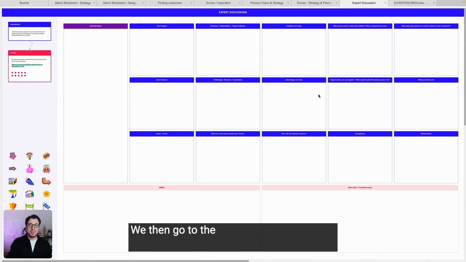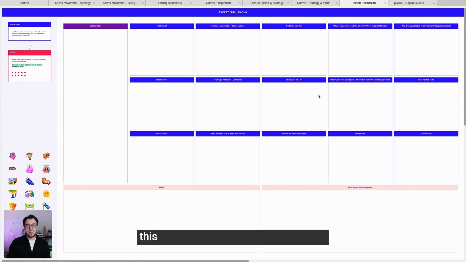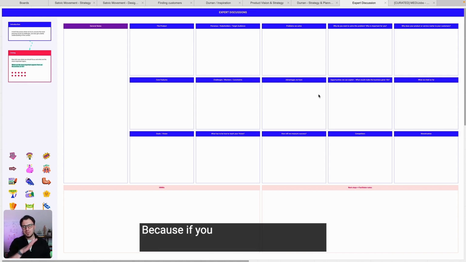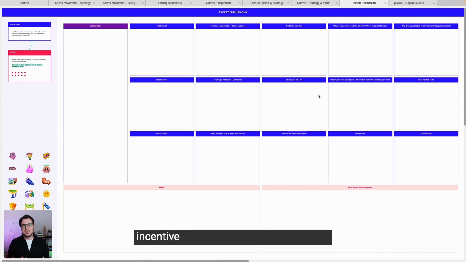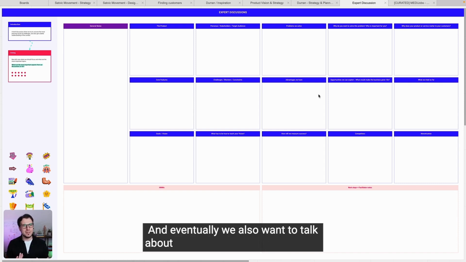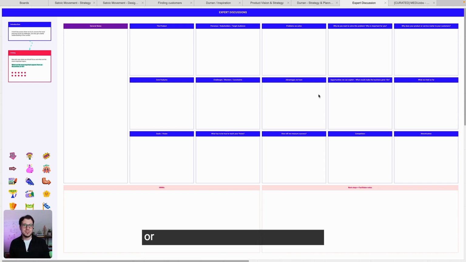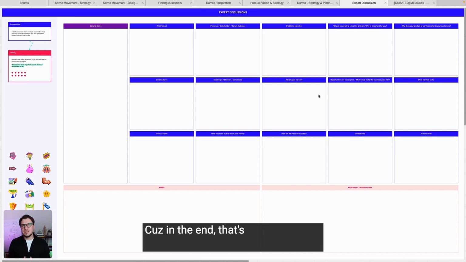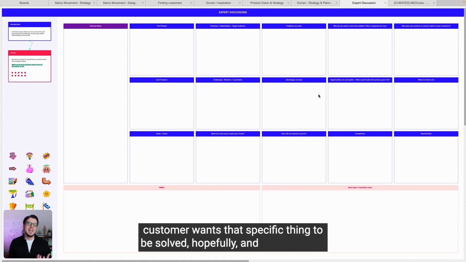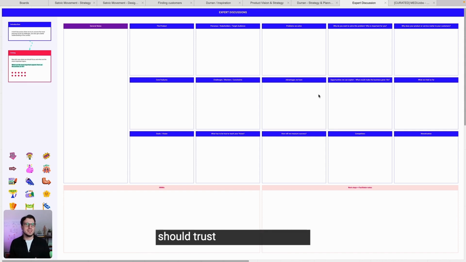We then go to the problems that they want to solve, then why they actually care about this problem, why they want to solve it. Because if you are in this thing for the long haul, usually it's good to have an incentive about why you want to do this. And eventually we also want to talk about why the customer should care or trust them in solving this problem. Because in the end, that's the whole thing. They want to solve something, the customer wants that specific thing to be solved, hopefully, and the customer should trust that they can do it.